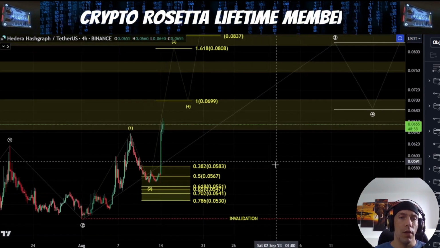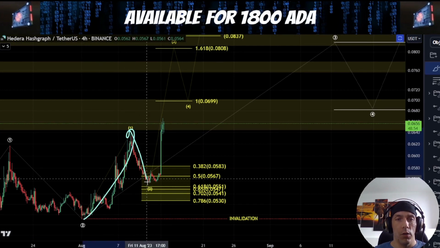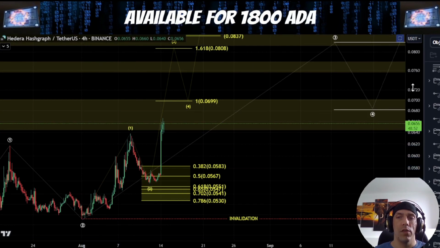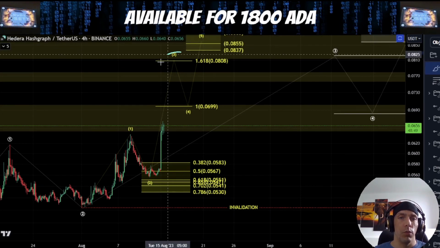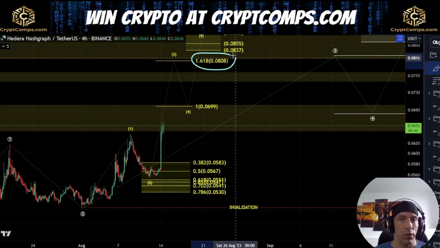Now the key thing here is that if we are looking at this as a wave 1 into this high, looking at this as a wave 2, what we need to see here is this third wave hit this 0.808 for more confidence within the structure.